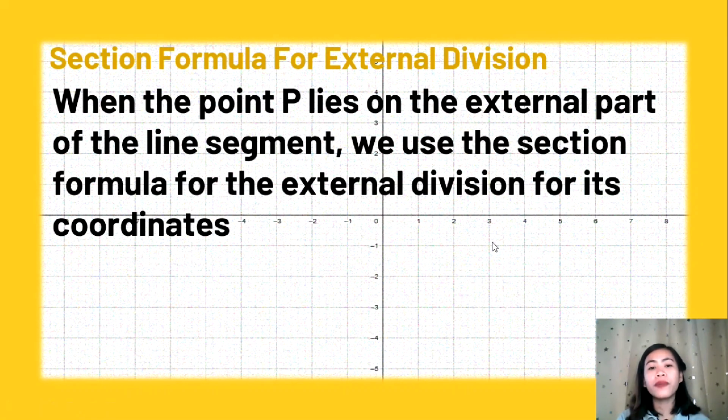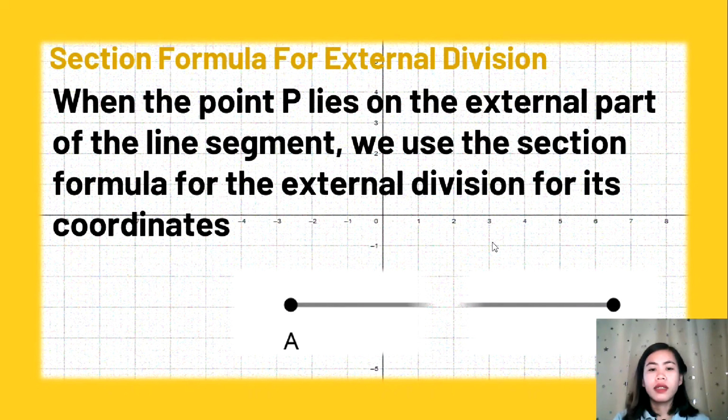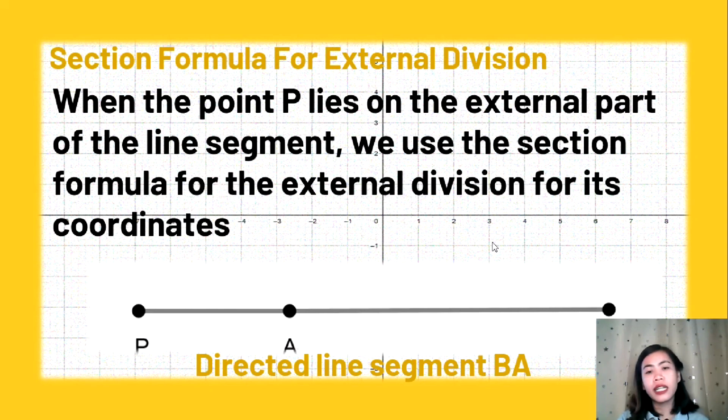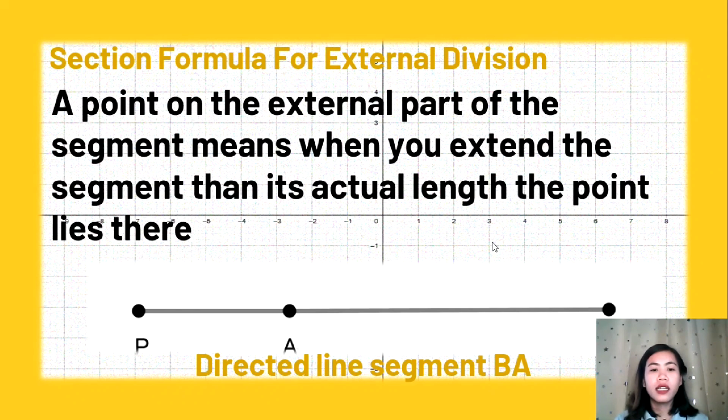Next, we have section formula for external division. When the point P lies on the external part on the line segment, we use the section formula for the external division for its coordinate. Let's say we have directed line segment PA. Si point P nasa external part siya ng ating given line segment. Yung kanina kapag internal, in between. Dito naman nasa external part.